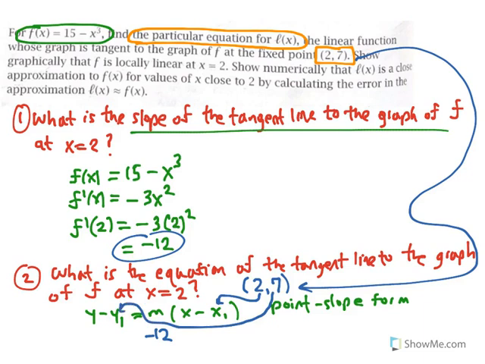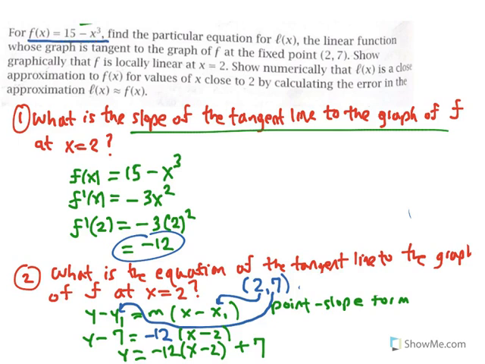So we're going to write y minus 7 is equal to m, which is negative 12, times x minus 2. So we can now add 7 to both sides of the equation, and that would give us y is equal to negative 12 times x minus 2 plus 7. And what is this? This is the equation of the tangent line to the graph of f at x is equal to 2.